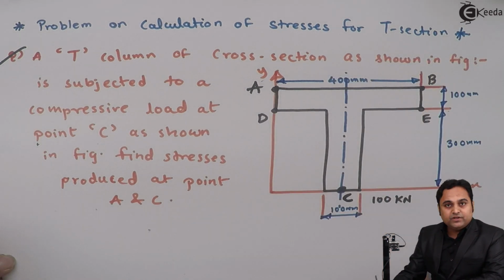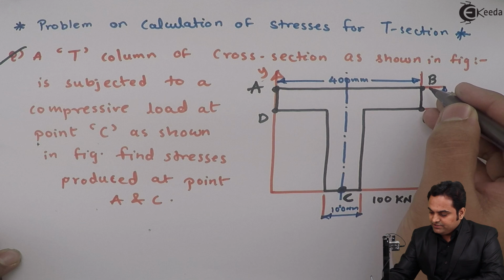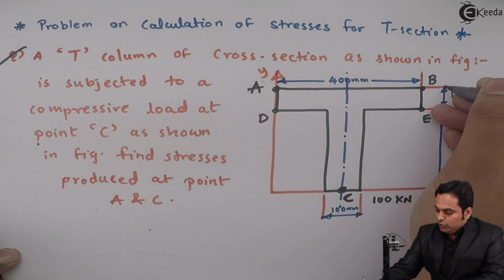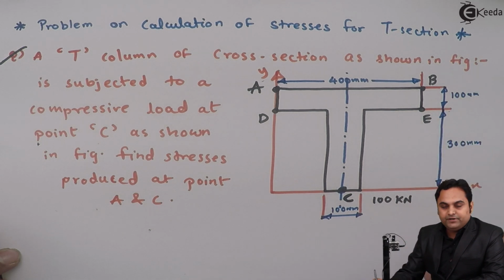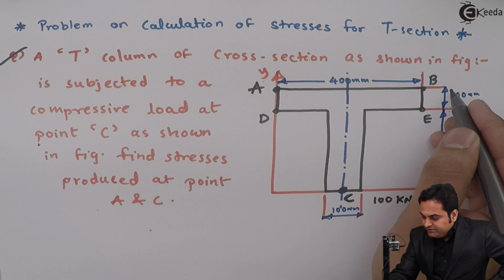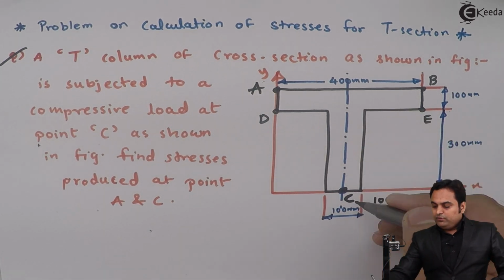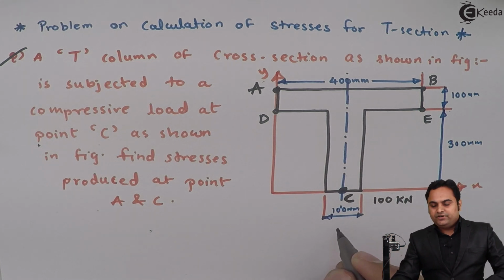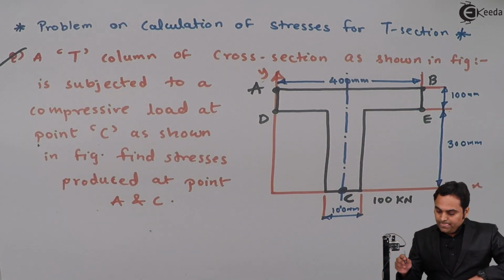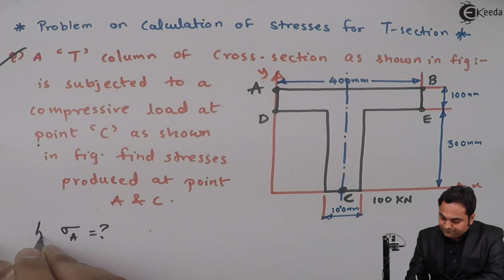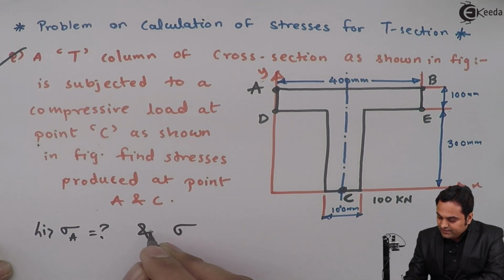In this diagram, as we can see, the T section is having width of 400 and its overall depth is 400. If I look at the upper flange, the width is 400, depth is 100. For the bottom part, this is called the web. For the web, width is 100 and depth is 300. So here the question is to calculate stress at A and stress at C.